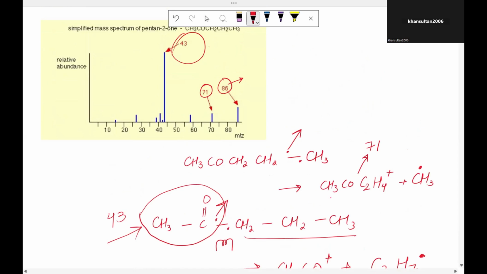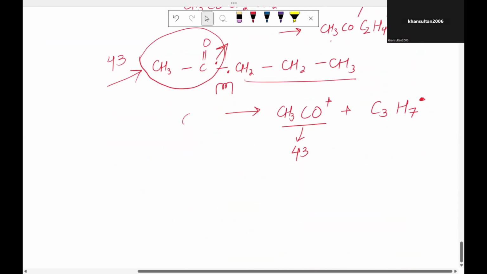This peak is called the base peak. We have also analyzed that this ion is the one that is present in the maximum amount. So it is clear from this place. Let's move further.